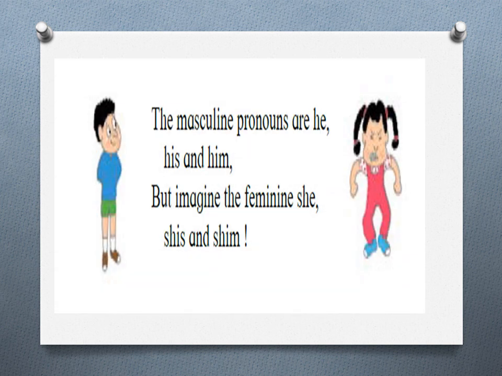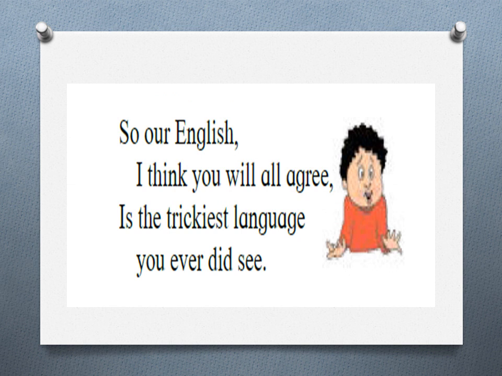The masculine pronouns are he, his and him. But imagine the feminine she, shiz and shim. Dear children, now he has jumped to gender, masculine and feminine. I am sure you all are aware what masculine and feminine gender is. According to masculine gender, these are the pronouns which we use: he, his and him. But for feminine gender, we use she, but not shiz and shim. Why is it so? So, our English, I think you will all agree, is the trickiest language you ever did see.